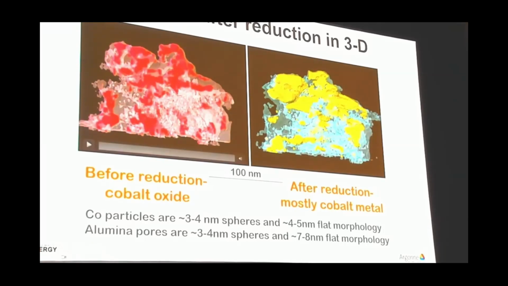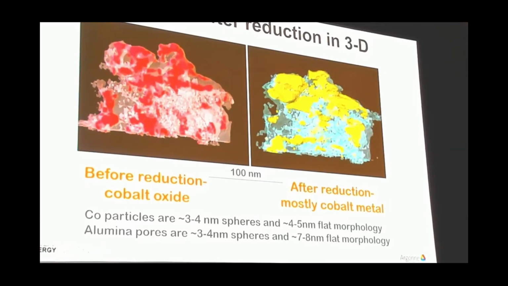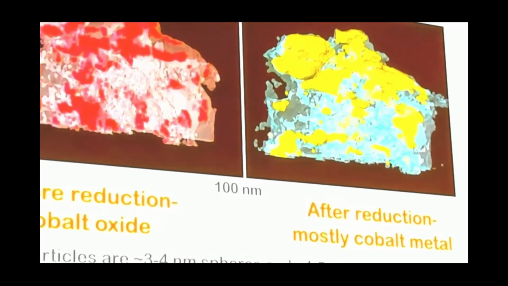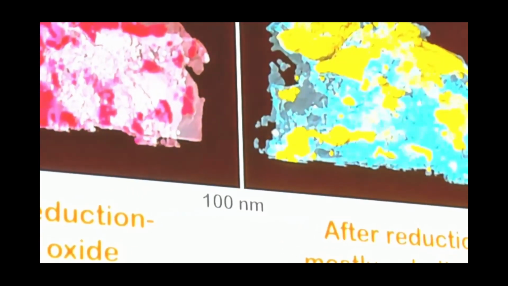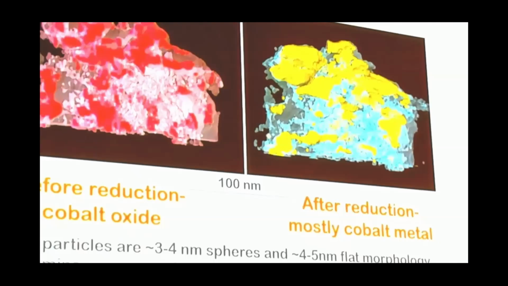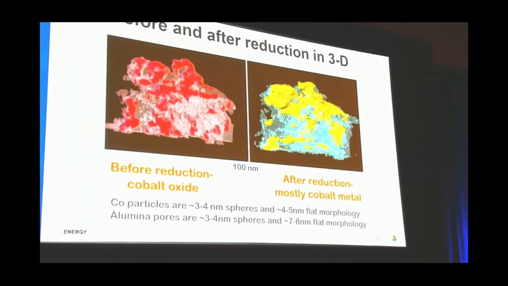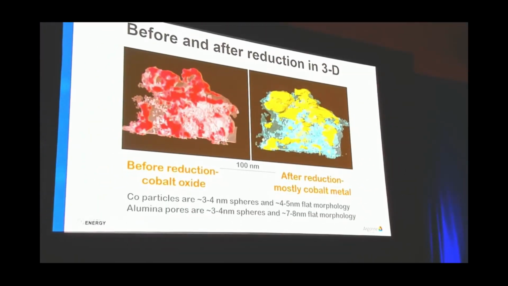So again, this is before and after reduction of that very same volume of material. We have determined that the alumina pores are 3 to 4 nanometer spheres, and then there are these other structures that are 7 to 8 nanometer pores with a more flat morphology. And we've confirmed that that stays the same before and after reduction, which is good.